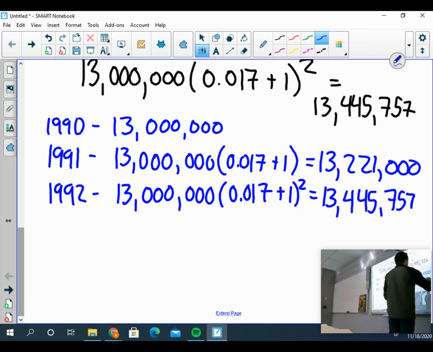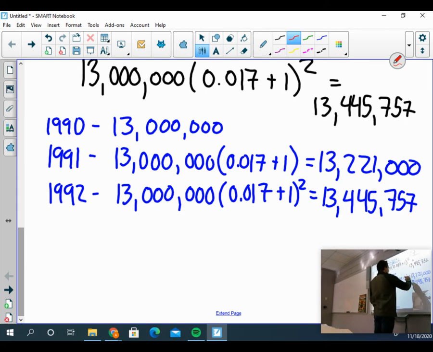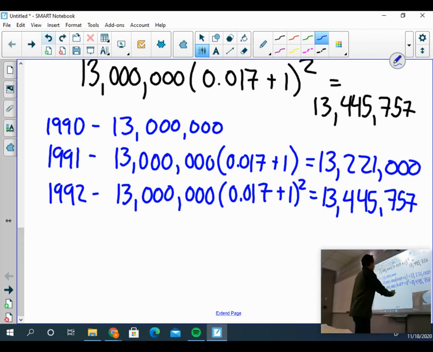Now at this point, pause the video and see what you notice. What I hope you recognize, hopefully you're not too royally confused about the process we've gone through, is the only thing that's changing every single time is this exponent. You might be going, what the heck, there's only one exponent. Well, think about it. 0.017 plus 1, when I don't write an exponent, we've learned that if no exponent is written, there's a 1 there.